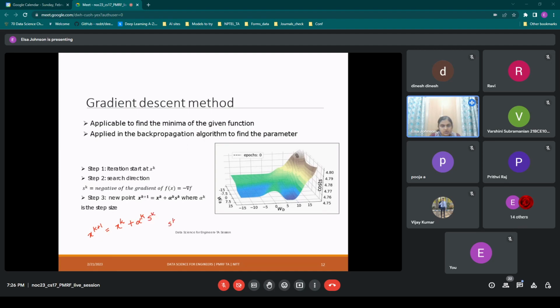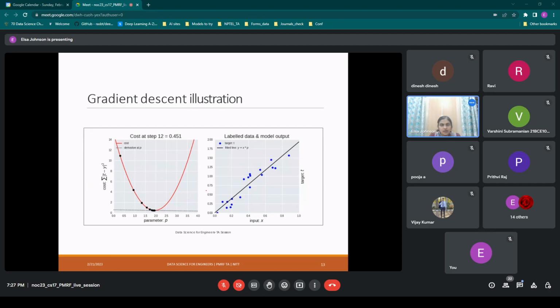That sk is the gradient of f(x), and the negative of the gradient will give you the direction. And alpha k is the step size. So we'll see this, which is what you'll see in gradient descent problems.